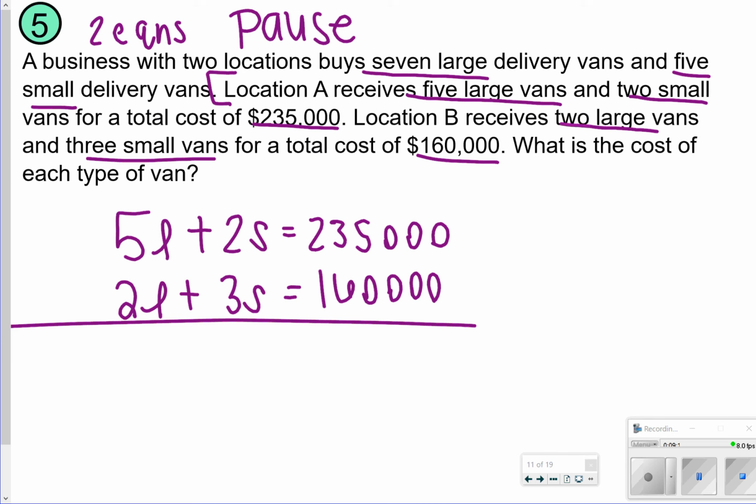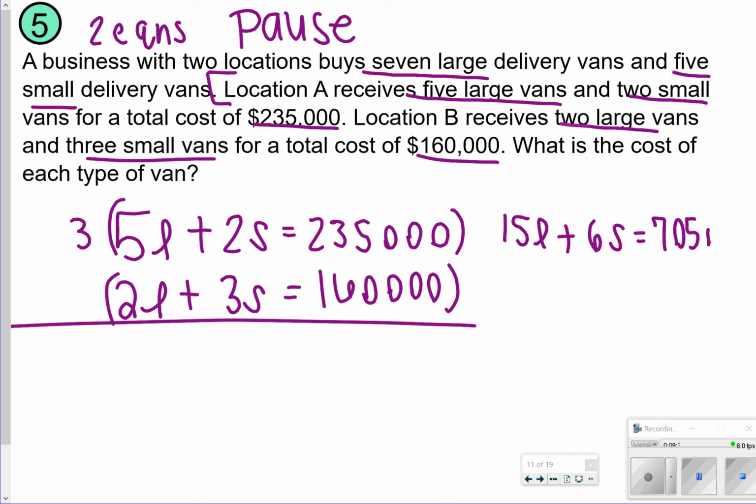So again, to eliminate here, I multiplied both equations by a different number. I multiplied the first one by 3, because when I multiply by 3, I would get 15 large plus 6 small is equal to $705,000. Again, you can be using calculators for these. And for the second one, I multiplied by negative 2, because I will be able to eliminate the S's here. So that one, I would get negative 4 large minus 6 small is equal to negative $320,000.